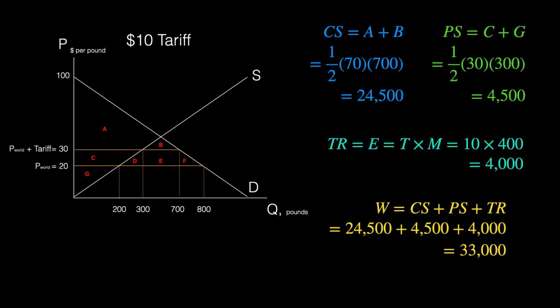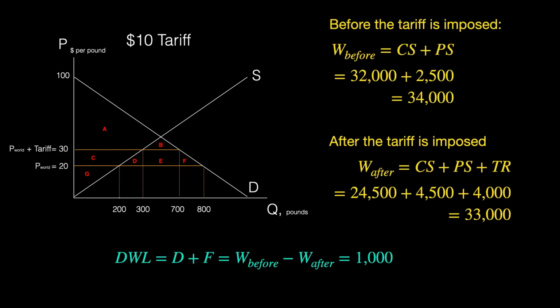Total economic welfare is the sum of consumer surplus, producer surplus, and tariff revenue. Because of the tariff, total economic welfare has declined by $1,000. This is the deadweight loss due to the tariff. It is equal to the area D plus F.